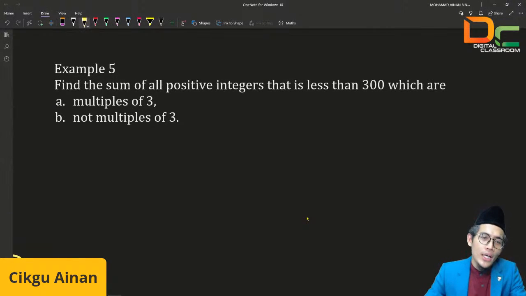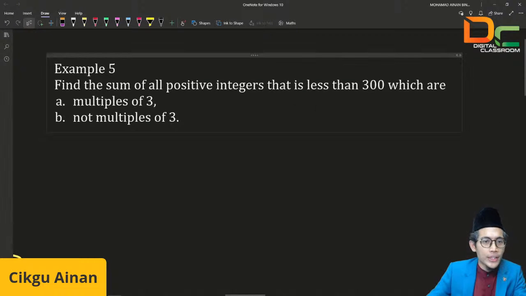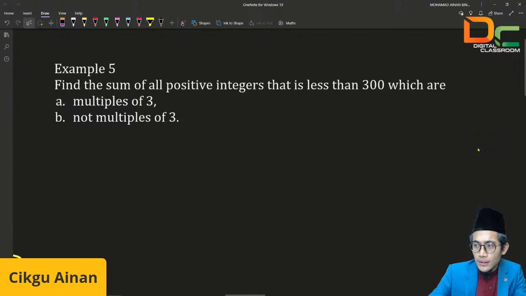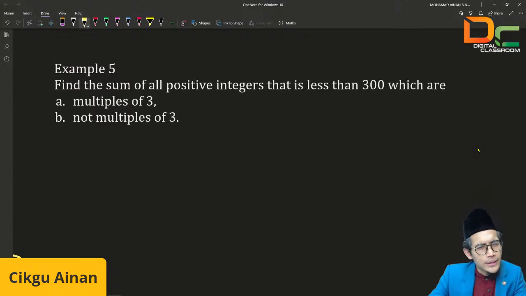Let's continue. Example 5. Find the sum of all positive integers that are less than 300, which are multiples of 3. Clear again, alhamdulillah. That's how it is, the bittersweet of life. Find the sum of all positive integers.